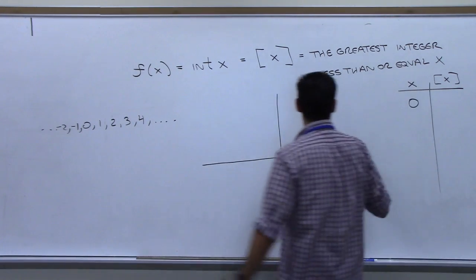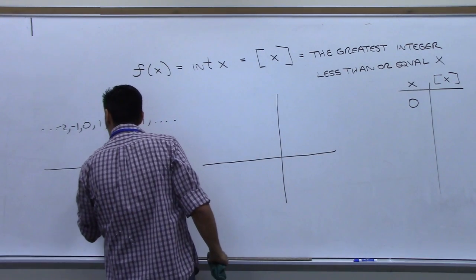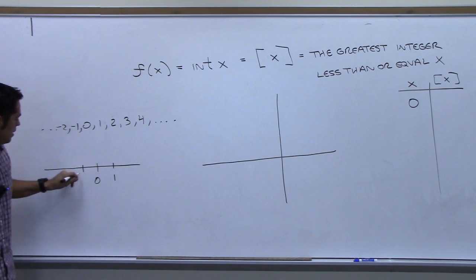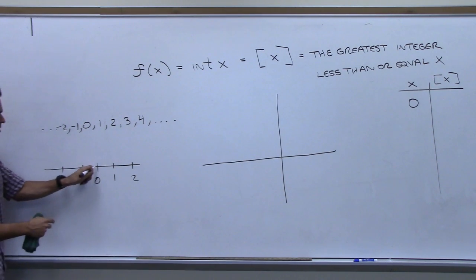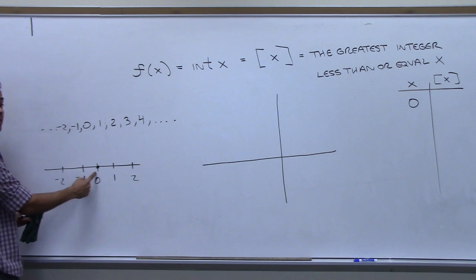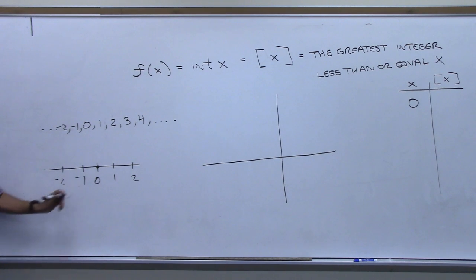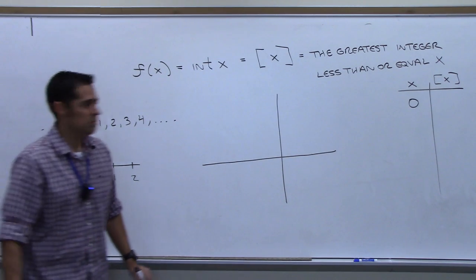So here's where I'm going to think about this. I'm trying to plug 0 in. I'm going to draw a number line here. Here's 1, here's -1, here's -2, here's 2. What is the greatest integer that is less than or equal to this? Greatest means greater is to the right, less is to the left. Well, 0 is an integer, so it's equal to itself. So the answer should be 0.